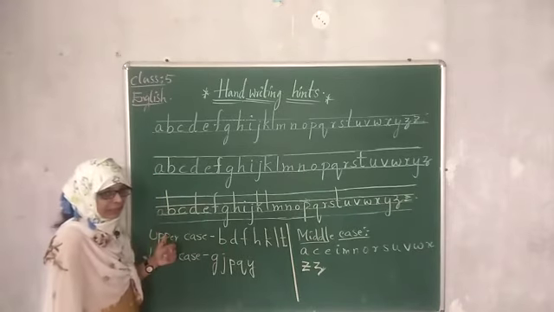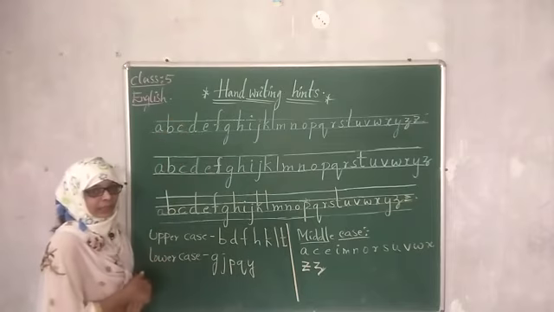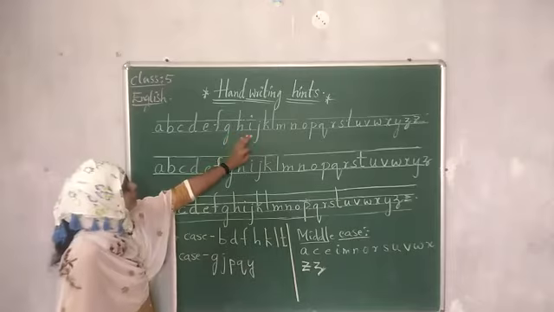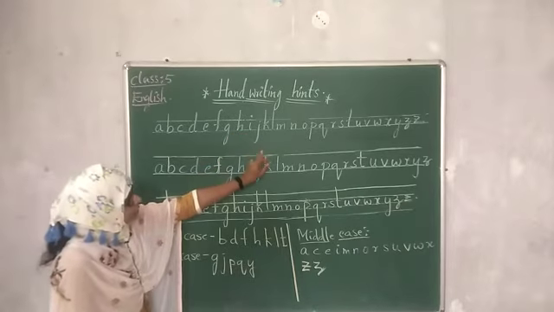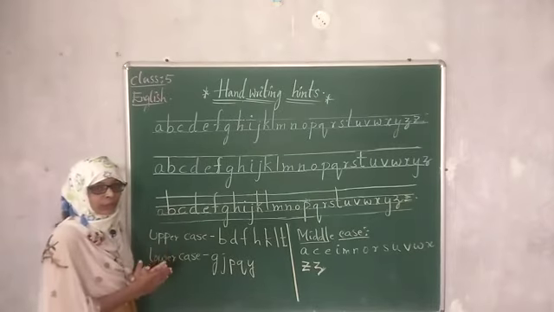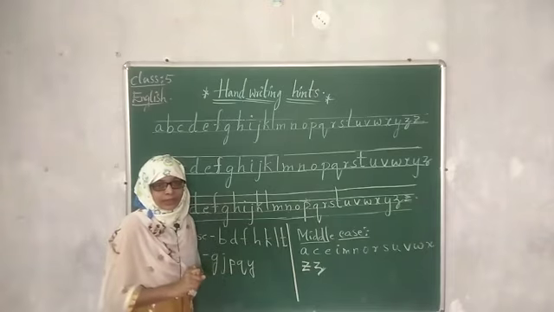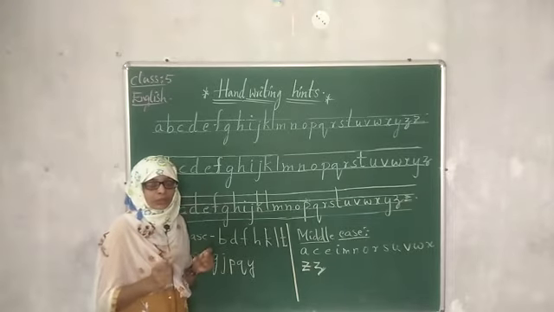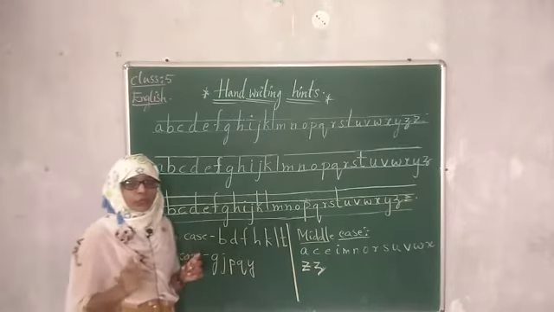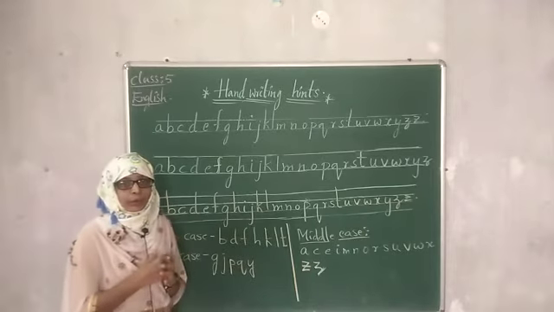What are middle case letters? The letters which are in between these two lines are middle case letters, like A, C, E, I, M, N, O, R, S, U, V, W and X. So you need to keep this in mind: what are uppercase letters, what are middle case letters and what are lowercase letters. If you remember this, you can write them in a proper way. What you need to do is place them in a proper manner.